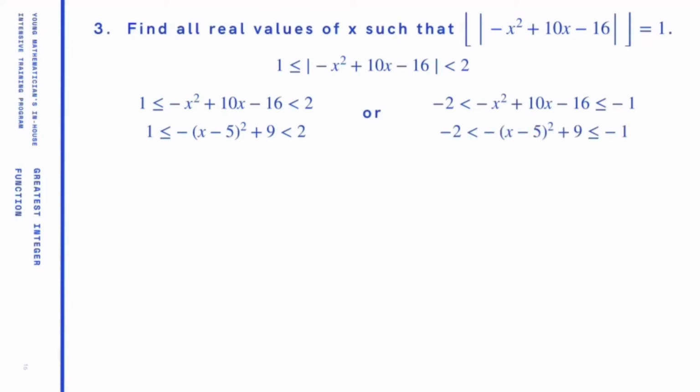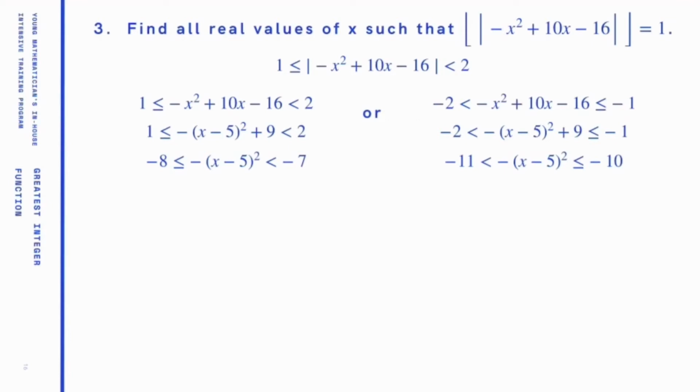Now to solve for x minus 5, we subtract 9 to each part of the inequality. We get that 1 minus 9, negative 8, is less than or equal to negative of the quantity x minus 5 to be squared is less than 2 minus 9, which is negative 7. We do that also to the inequality on the right. We get that negative x minus 5 to be squared is greater than negative 11, but less than or equal to negative 10.